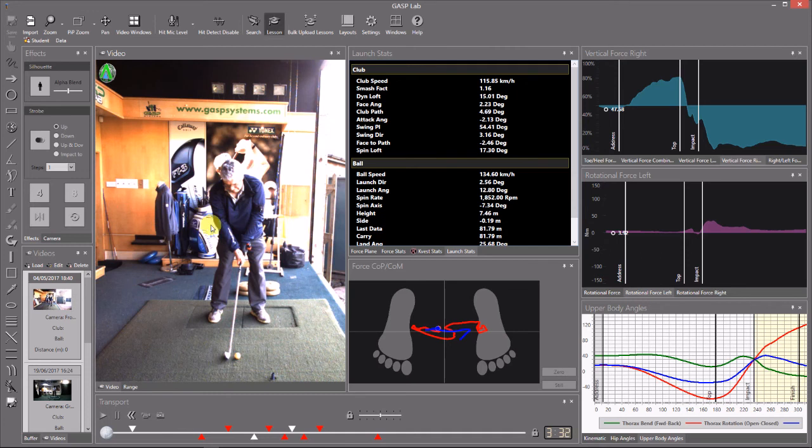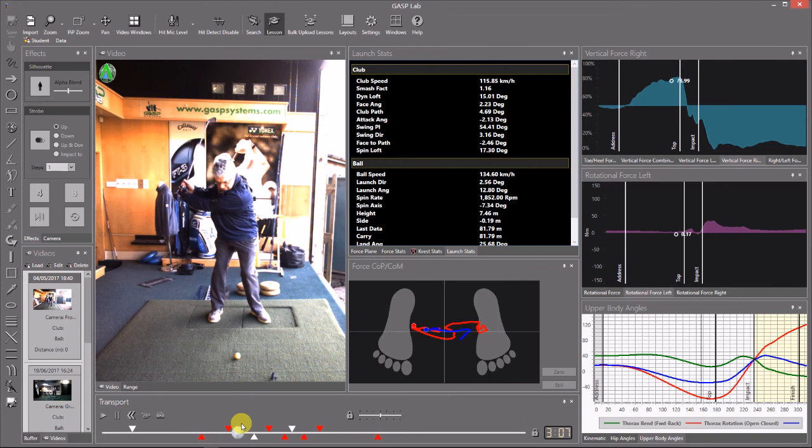The pressure plates, as you can see in the video here, measure what happens to each foot individually. Now, because we're measuring what each individual foot does, that gives us some added benefits. We're also able to calculate the horizontal center of mass movement. So you'll see in the force com window here, we have two traces. We have the red trace, which is the center of pressure, and we have the blue trace as we move through the swing, which is the center of mass.